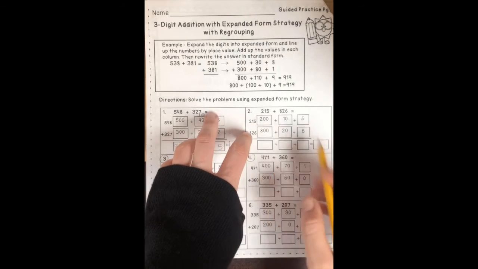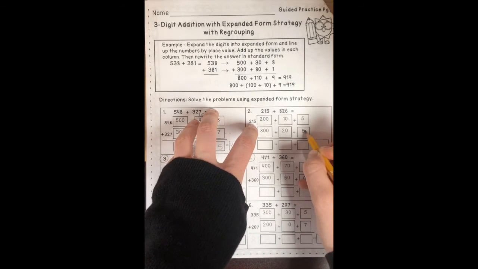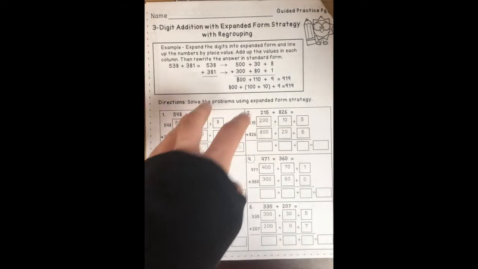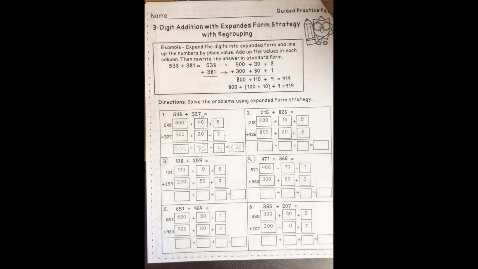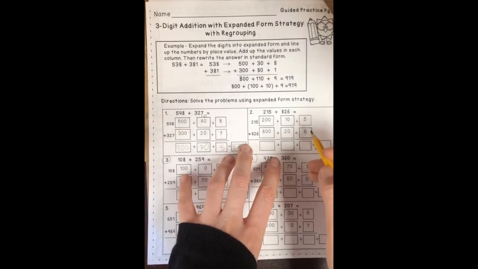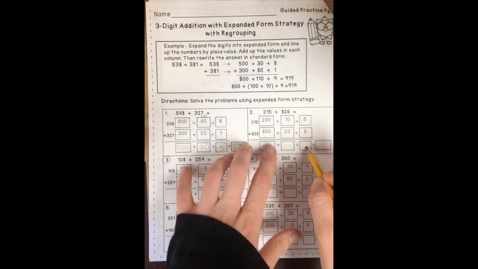Let's go to number 2, 5 plus 6. Now, I know 5 plus 6 is 11 because I know 5 plus 5 is 10. So 5 plus 6 is going to be 1 more than 10, which is 11. Now, 11 is a 2-digit number, which I can't write in the ones place.